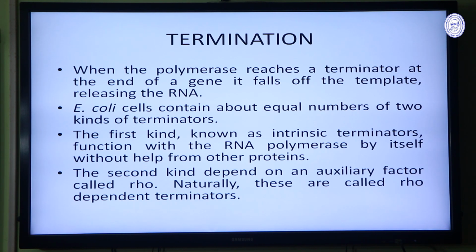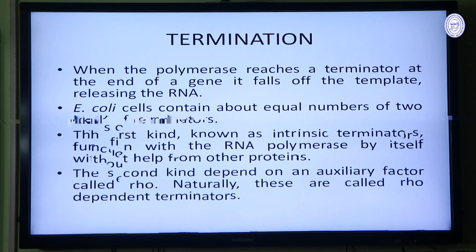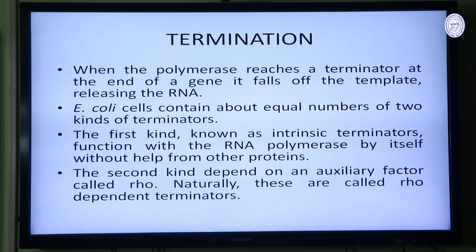Now come to the termination phase. When the RNA polymerase reaches the terminator sequence at the end of the gene, it will fall off from the template and release the RNA. E. coli cells contain about equal numbers of two kinds of terminators. The first kind, known as the intrinsic terminator, functions with the RNA polymerase by itself without the help of other proteins. The second kind is known as the rho dependent terminator, and these require the involvement of an auxiliary factor called rho. Naturally, these are called rho dependent terminators.